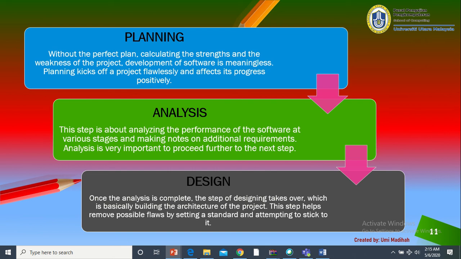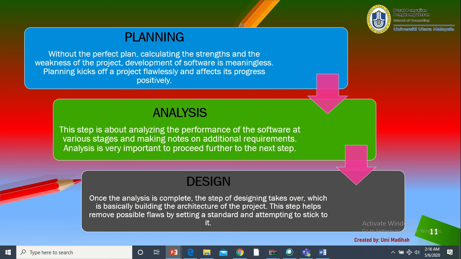Planning. Planning is about making the perfect plans, calculating the strengths and weaknesses of the project. Without it, development of software is meaningless. Planning kicks off a project flawlessly and affects its progress positively. Analysis. This step is about analyzing the performance of the software at various stages and making notes on additional requirements. Analysis is very important to proceed to the next step.